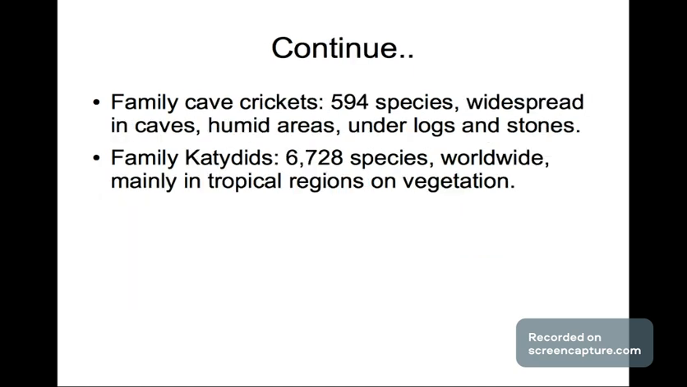Next, we got the family of cave crickets, which has 594 species, found worldwide, in caves, humid areas, under logs and stones. Next, we have the family of katydids, which has 6,728 species. You can find it worldwide, mostly in tropical regions on vegetation.